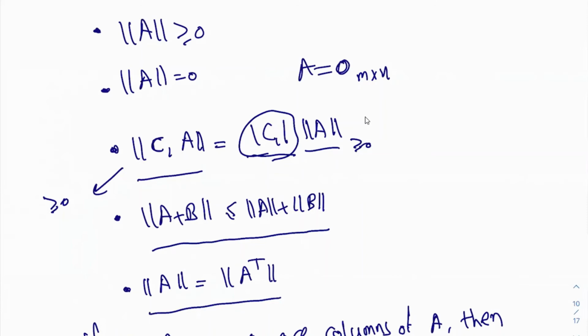Why is that? So remember, A and A transpose have the same elements. The elements are the same. You're not really doing anything to the elements. You're just swapping the place of rows and columns. So A and A transpose have the same elements, right?